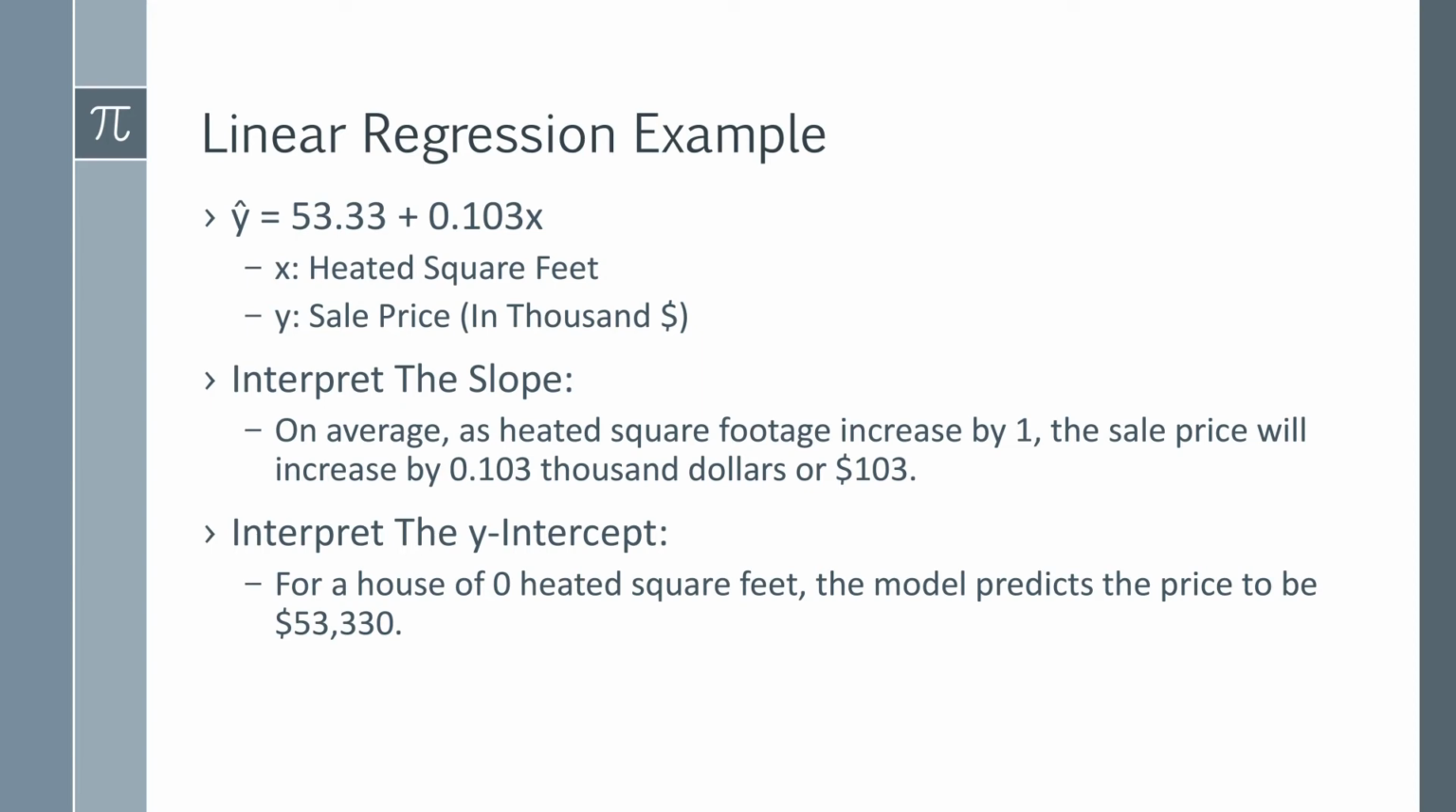So you can be interpreting it correctly, and it still may or may not make sense, because it may or may not make sense for your x to be 0. Like in this case, you wouldn't have a house with 0 square footage. Okay, that's not a house. So it really doesn't make sense, even though it is the proper interpretation.